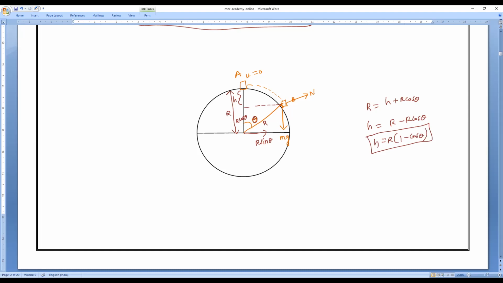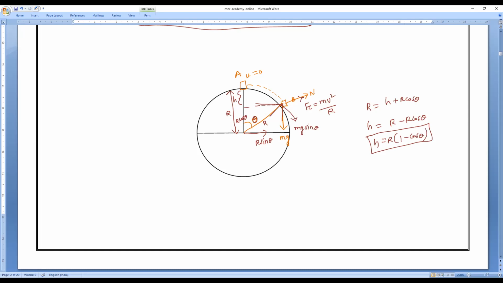Now, we all know the centripetal force Fc acts in the direction of mv square by r. So now let us write the equations. That's all, we can finish it. So mg is acting downwards, and mg is also acting in two components. One is mg sin theta, and the opposite one is acting in what direction?